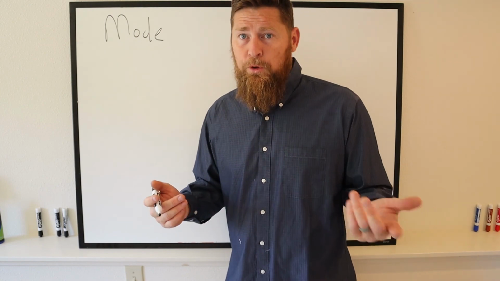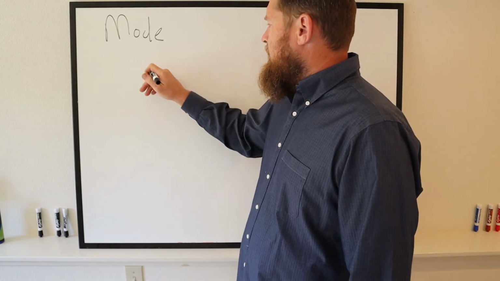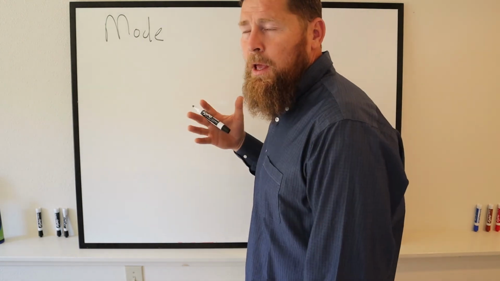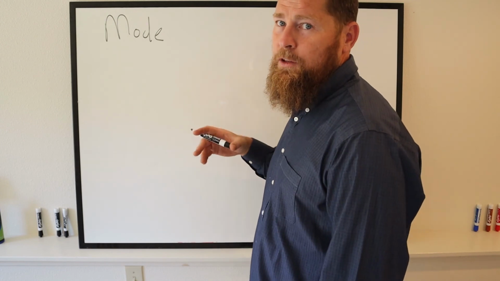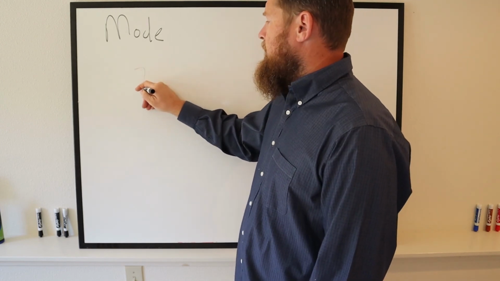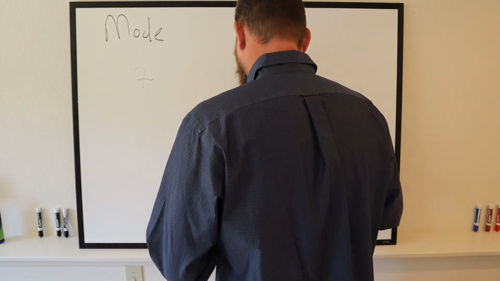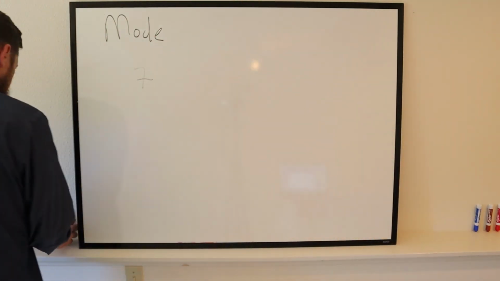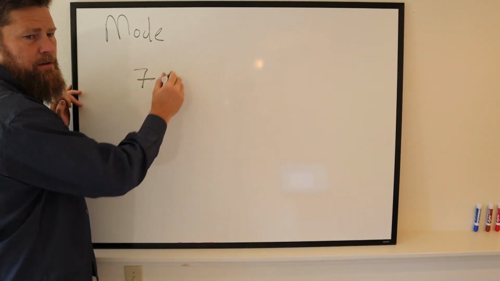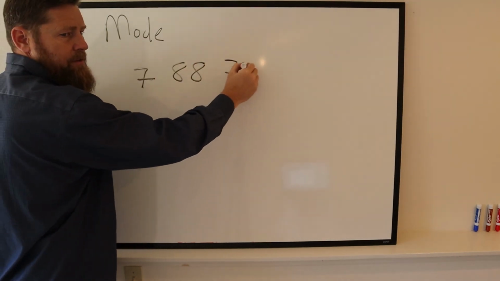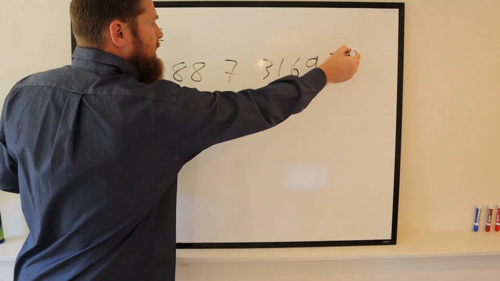If we have, say, a distribution of scores, and the book uses a distribution of scores, here's this data set. It says, how many dreams do students have in a week? And so it measured these 10 people, and it said that they had: 7, 8, 8, 7, 3, 1, 6, 9, 3, and 8.